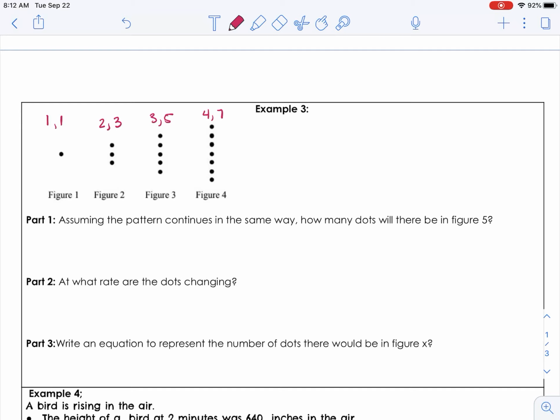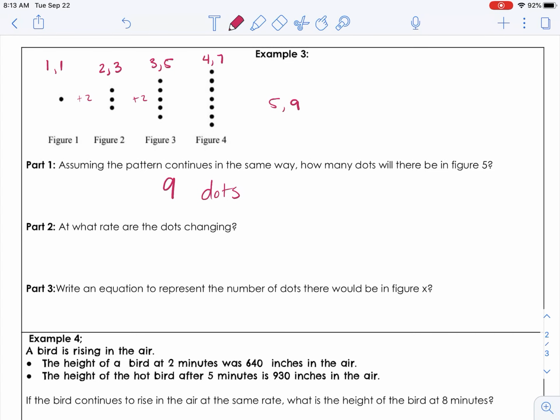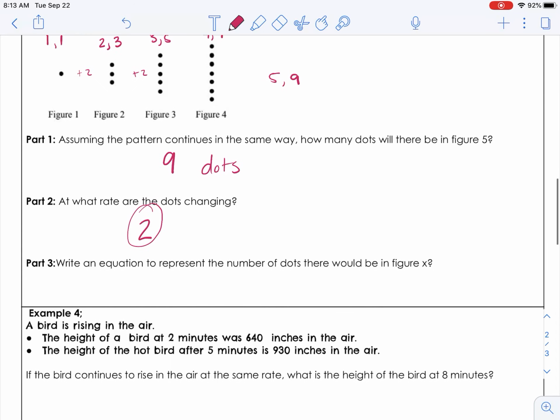So hopefully you figured out that we're adding 2 each time, okay? So assuming the pattern continues, in figure 5 we should have 9 dots if we keep adding. So we should have 9 in figure 5. We're changing by 2 each time, so our rate of change is a positive 2.